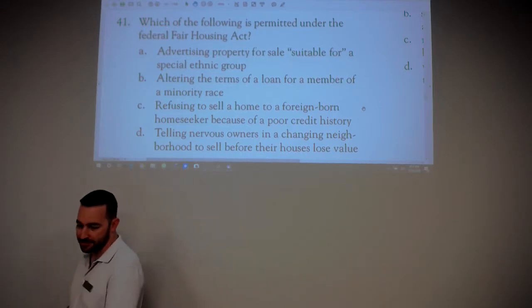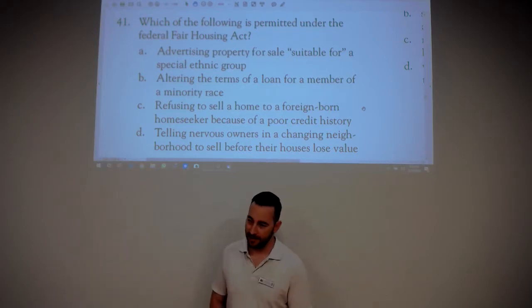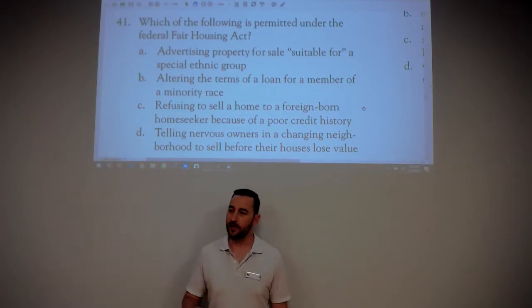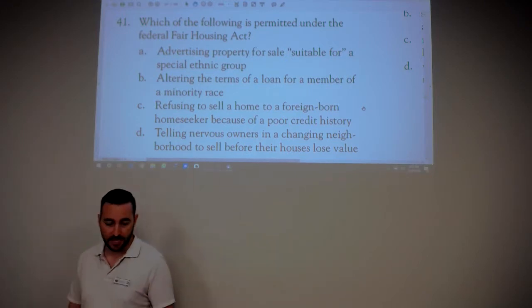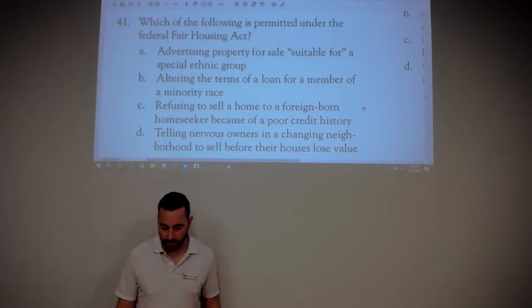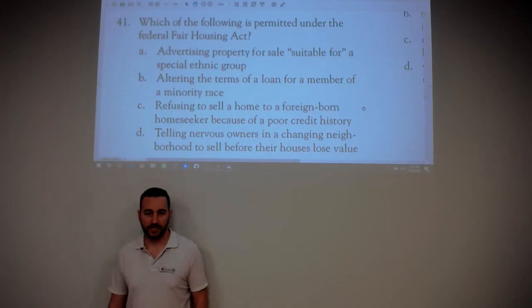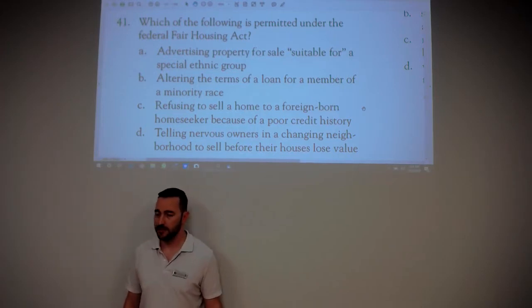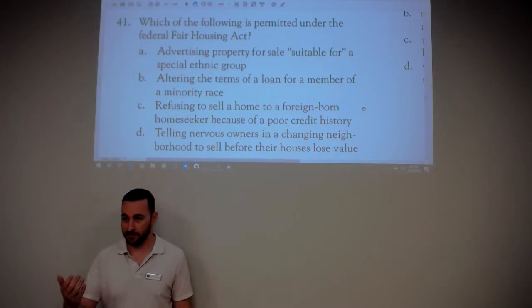All right. Here's the thing. A, if we advertise, hey, it's good for white people, then we're discriminating against everybody else. So A is incorrect for that reason. Does that make sense? B, altering the terms for a member of a minority race. Because you're Mexican, as an example, we're going to charge you a little bit more. We're changing the terms, so that's incorrect. Don't forget, it's permitted, not forbidden. What's allowed?